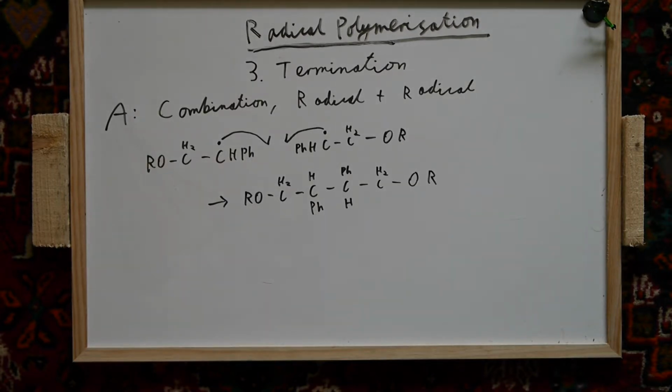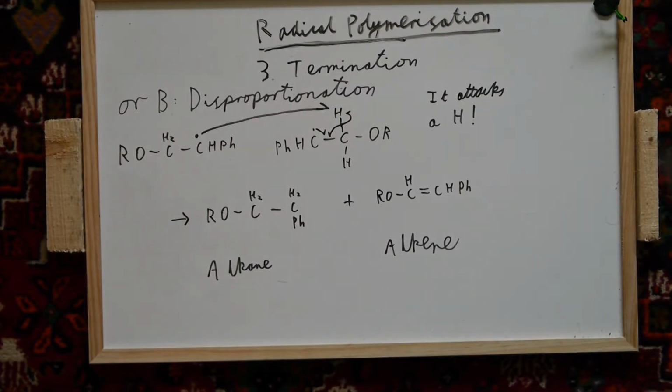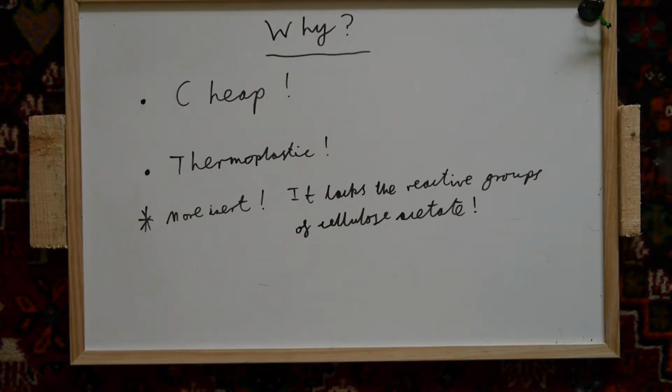The polystyrene chain only ends when either two radicals come together, or one radical takes the hydrogen off of another radical, ending up with one alkane and one alkene. Polystyrene is used because it's cheap, it's thermoplastic, and it's more inert than cellulose acetate due to the lack of reactive groups.